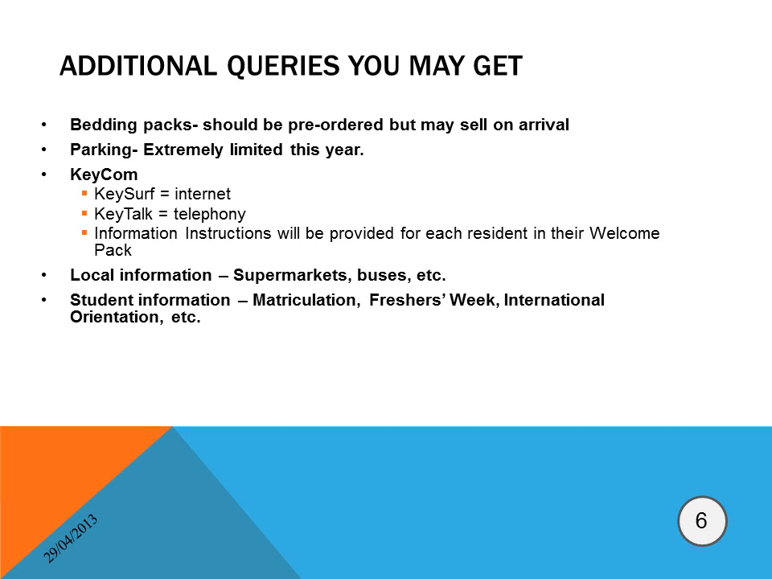The third big question is always about KeyCom, our telephone and internet providers. Information and instructions will be provided for each resident in their welcome pack. However, it may require that you go with a resident who is having problems to help troubleshoot. This includes trying to ensure that they have plugged the Ethernet cord into their computer and aren't trying to access wireless. Secondly, have they registered correctly? If you cannot assist, direct the residents to call or visit the KeyCom help desk. They have specific hours during coming up weekend and Freshers Week because they do expect more questions during this period.